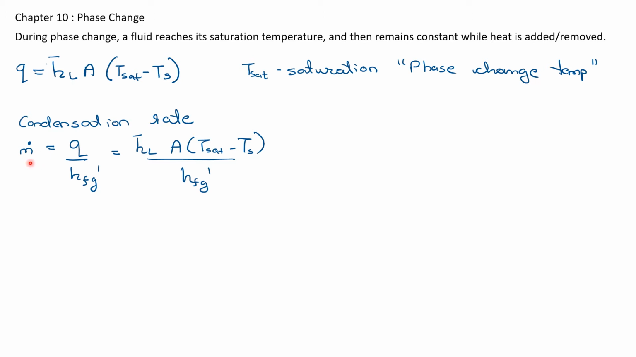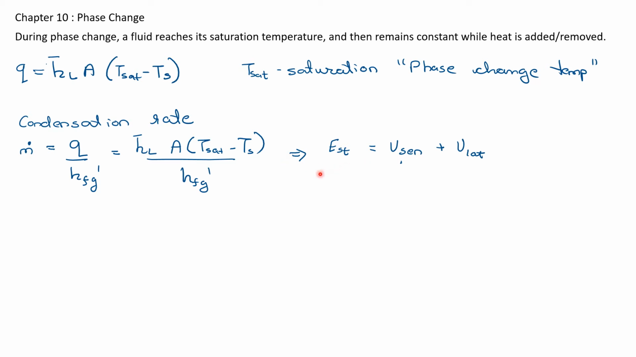So it's denoted by m dot, and this m dot can be written as the heat rate divided by a coefficient, which is the corrected heat of fusion. Okay, so our Q, as we mentioned here, is some heat transfer coefficient times the area times the temperature difference between the saturation and the surface temperature, divided by the corrected heat of fusion.